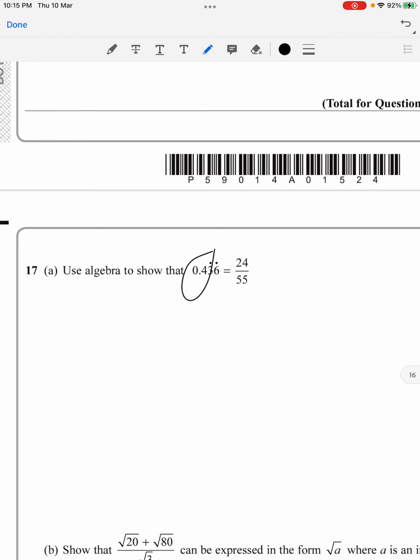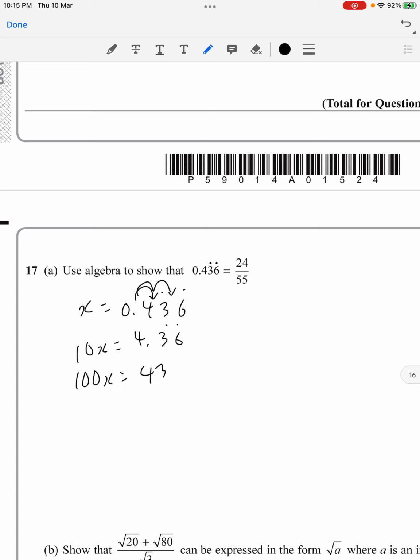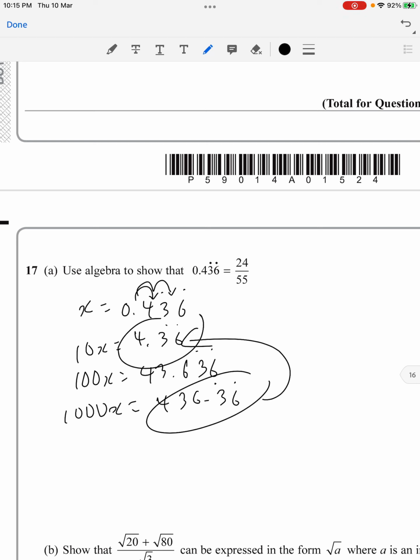So use algebra to show that this recurring decimal is equal to 24 divided by 55. So what you do is rewrite x is equal to 0.43 recurring, then 10x, multiply this whole number by 10x, so that should be moving one place. That's 4.36 recurring. Then you multiply by 100x, so it's 43.6, but it repeats 36, so you put the repetition there. 1000x is equal to 436.36. So you subtract those which are matching.